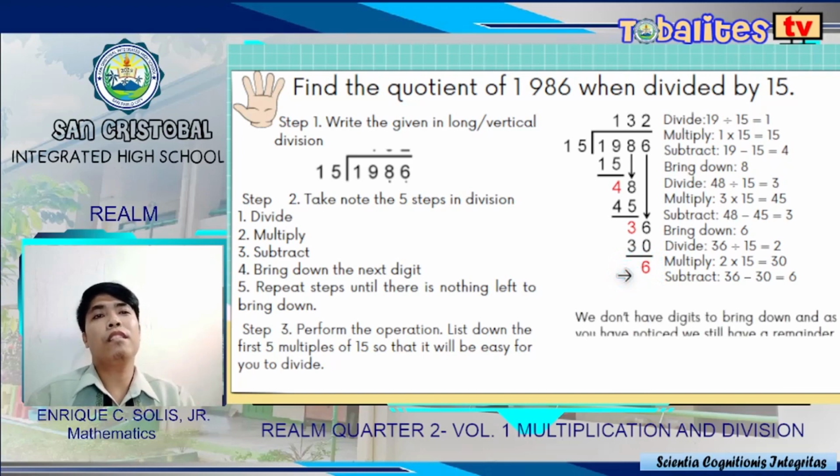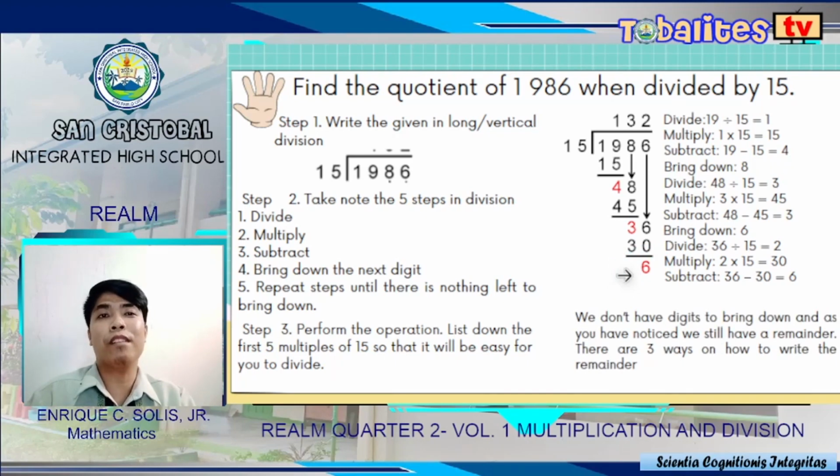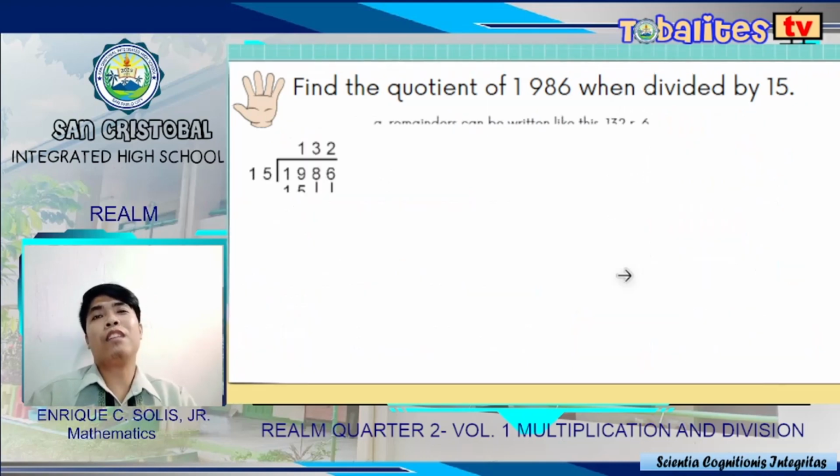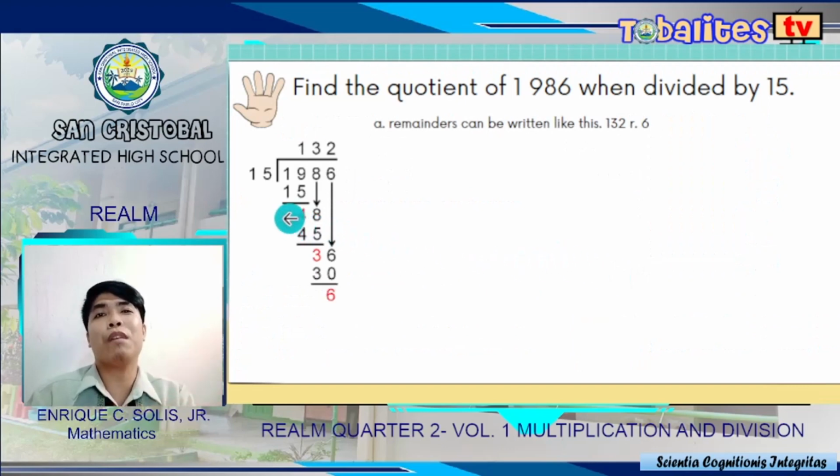So we don't have digits to bring down, and as you have noticed, we still have a remainder. There are 3 ways on how to write the remainder. So to further understand, let us proceed. When we divide 1986 by 15, we have a remainder 6. The first way on how to write the remainder is like this. Simply write the quotient 132, then remainder 6.